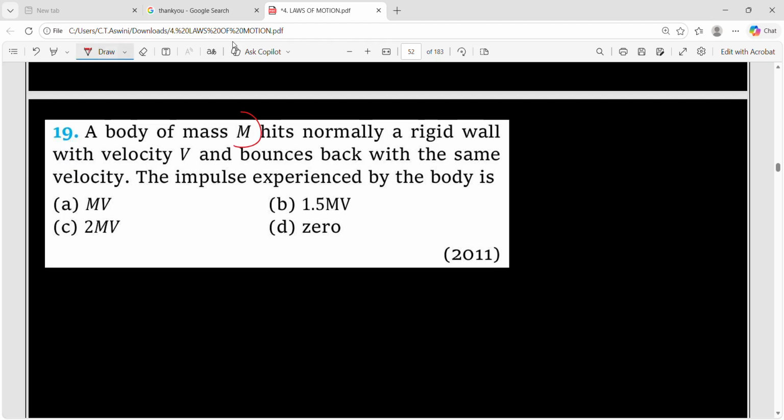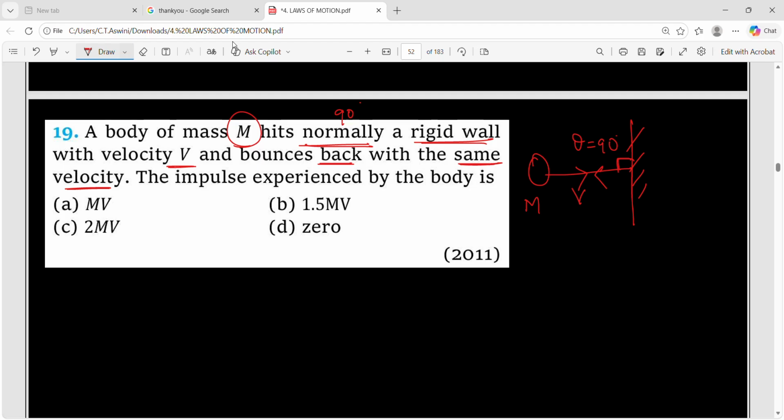A body of mass capital M hits normally. That means the angle is 90 degrees with the wall. So this is the wall. A ball of mass m moving with velocity v is hitting the wall at 90 degrees. So this theta is 90 here. And it bounces back with the same velocity. That means energy is not lost.